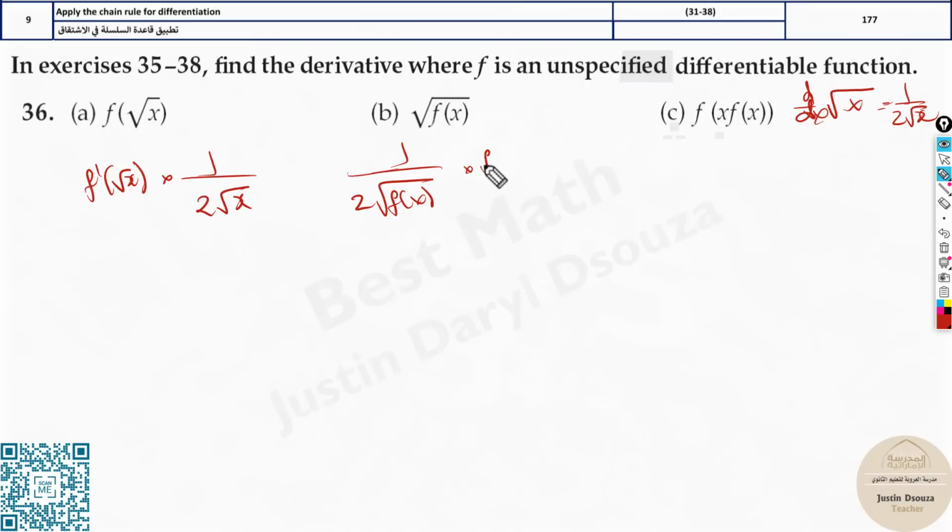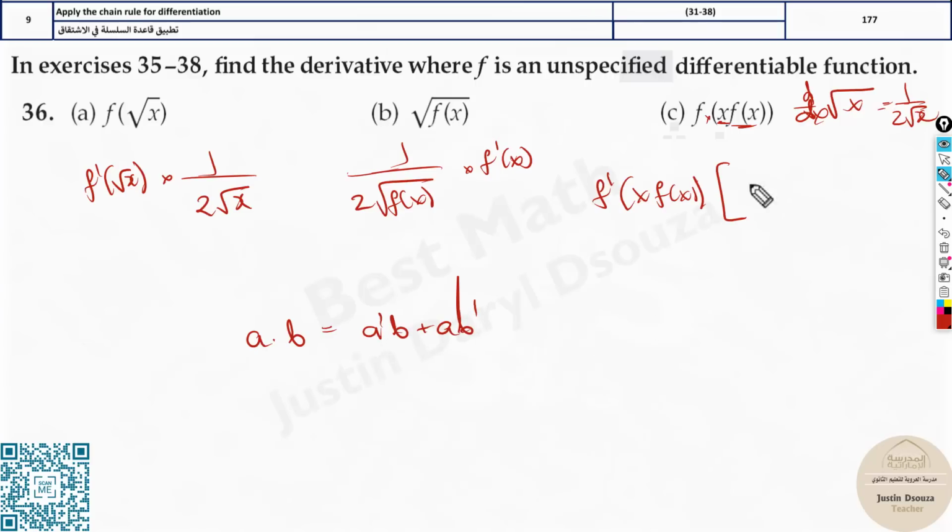But then I have to derive whatever is the function f of x. Now what about over here? See, this is important because now this is the outer function. I will write f derivative of x, f of x, that's done. But now when I derive the inside function, there are two terms, x and f of x. I have to use the product rule. If it was a times b derivative, it will be a prime b plus a b prime. This is the rule which I'm going to use.